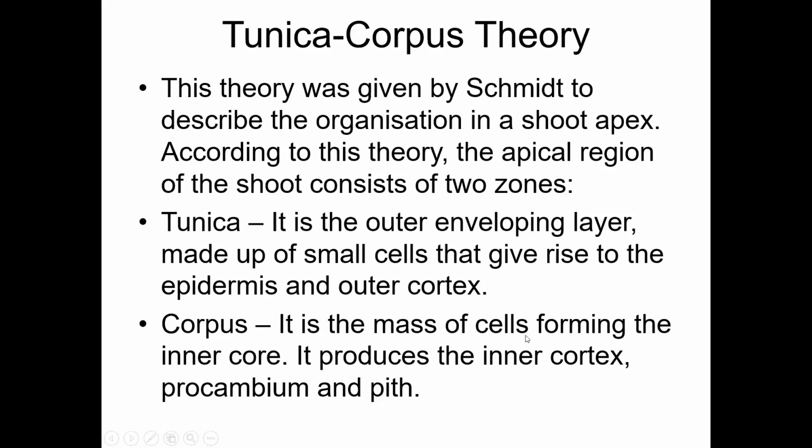The corpus is a mass of cells forming the inner core. It produces the inner cortex, procambium and pith, that is, the inner cortex, vascular bundles and pith are developed from the corpus. So the corpus is a mass of cells that produces the inner core, that is inner cortex, vascular bundles and pith.